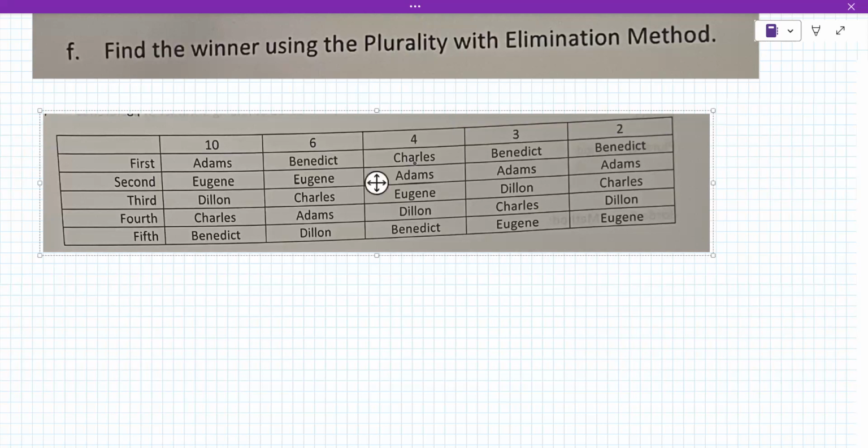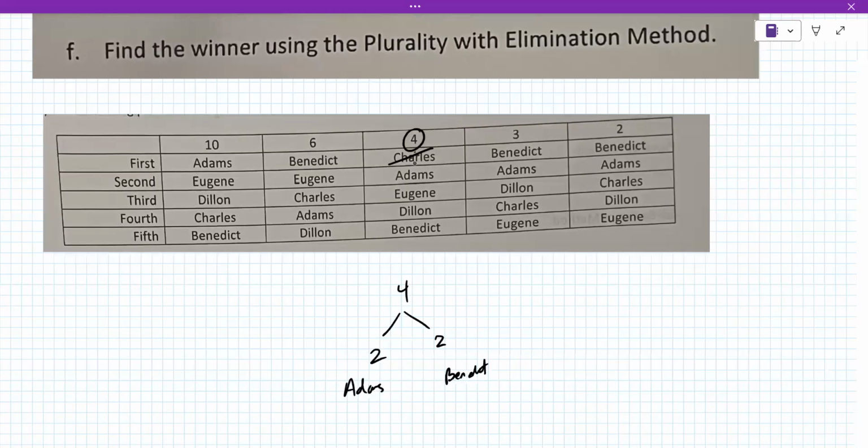Okay, so this Charles, he's out. So his 4 votes get split between Adams and Benedict. Once we do that, we look to see if they then have a majority. So Adams, I guess I should start backwards. Let's maybe just start over.